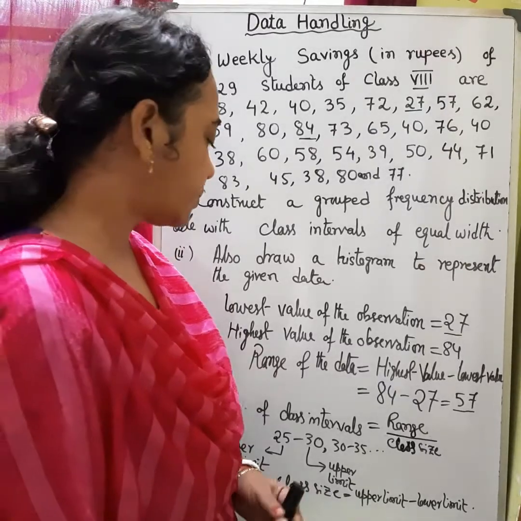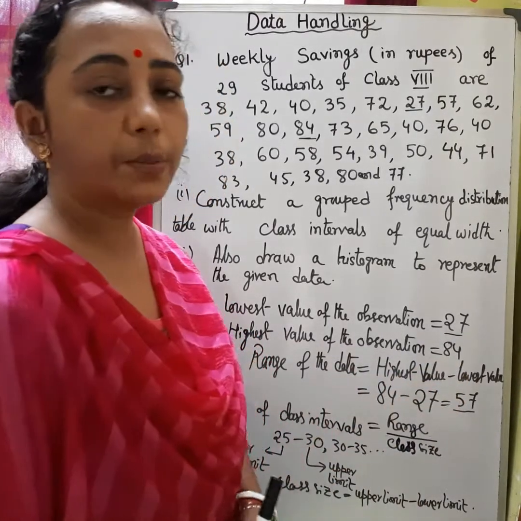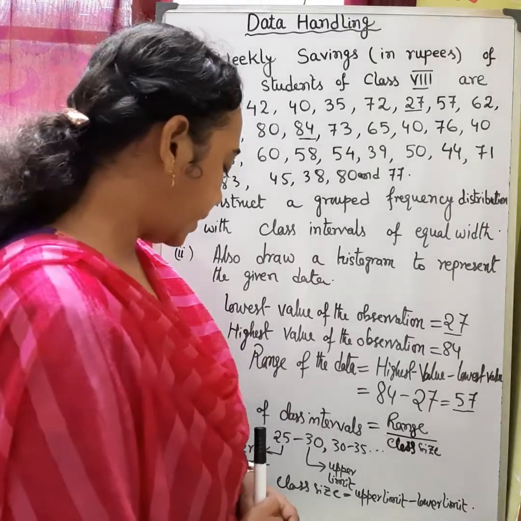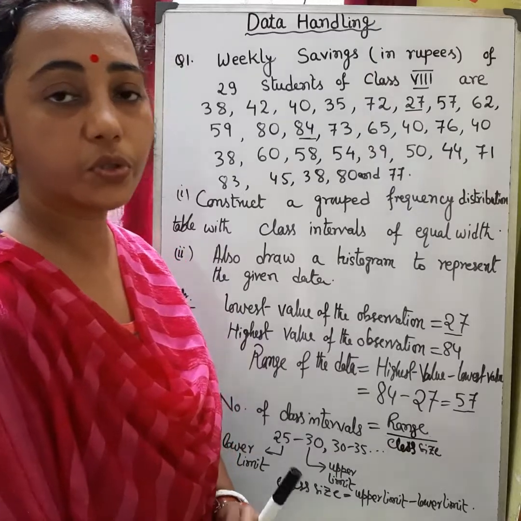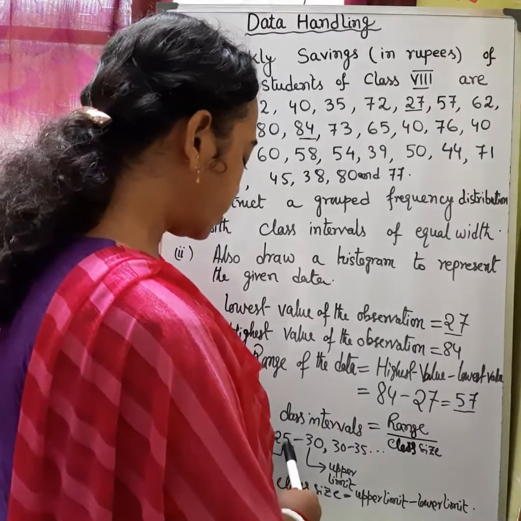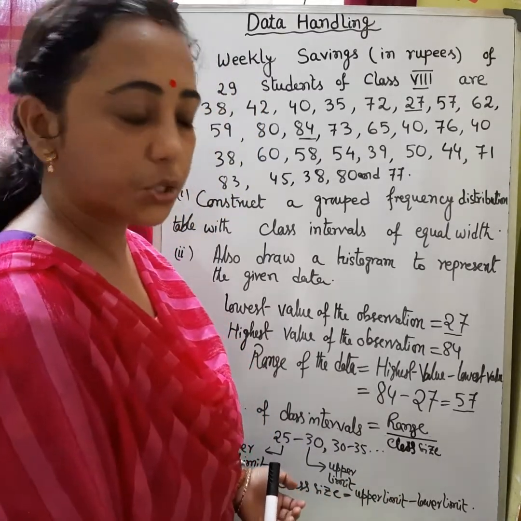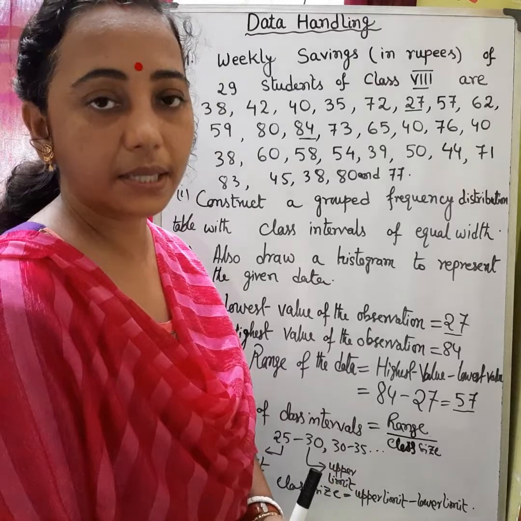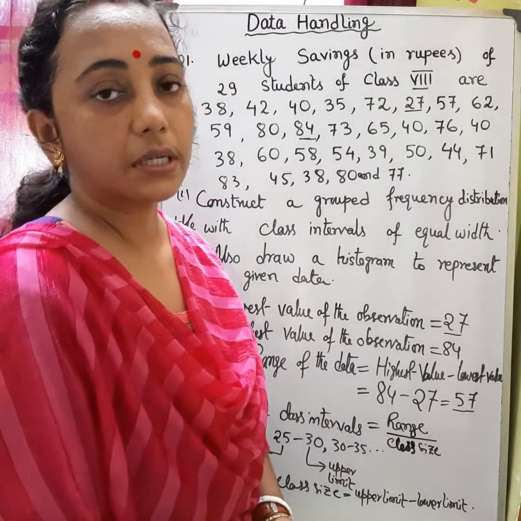So now by observing the lowest value of the observations, which is 27, we can make the groups begin with the numbers say 25 to 30. In such a way we make the groups so that the smallest number is included. So we can make the groups from 25 to 30, 30 to 35 and so on. Now each of these groups has equal class size. So these groups are called class intervals or classes.